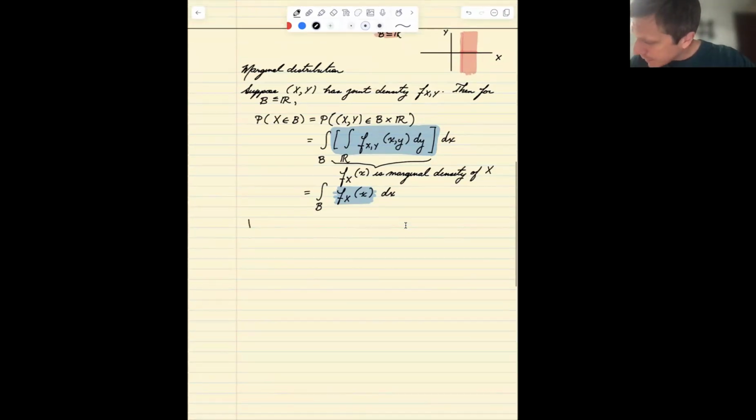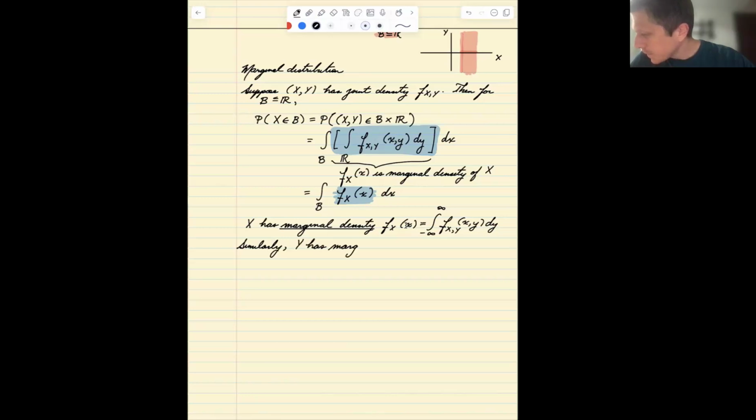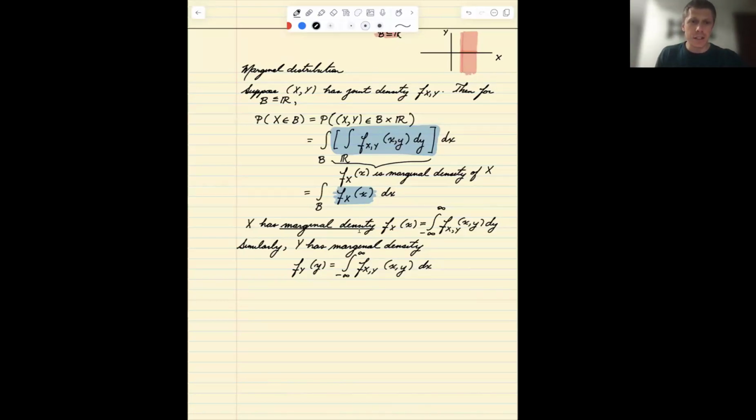Okay. So we say that X has marginal density given by the integral of the joint density over all values of y, dy. We don't integrate out anything with respect to x. And similarly, Y has a marginal density given by integrating the same function, the joint density, but now with respect to x. We get rid of x to get the density in terms of y.